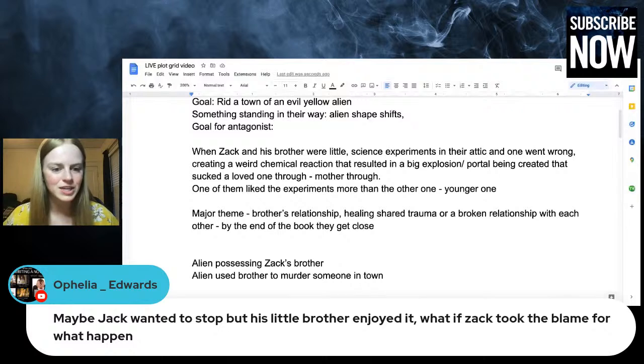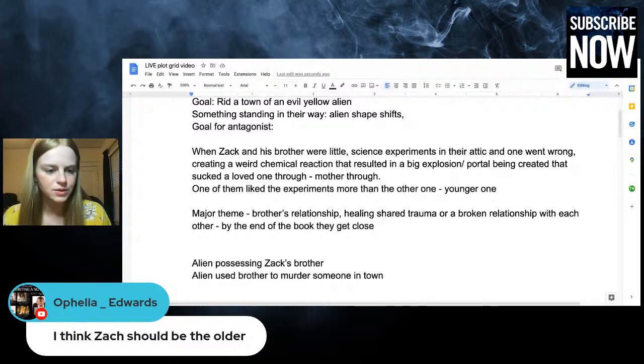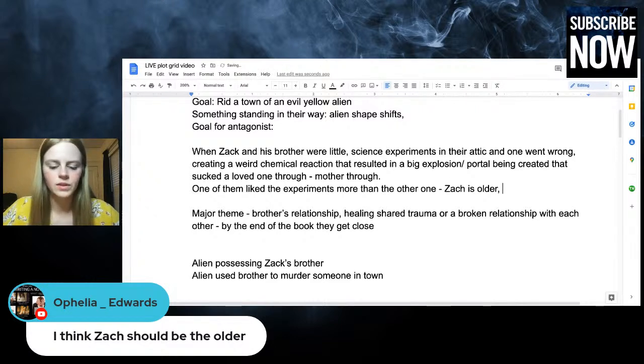Ophelia Edwards said, maybe Jack wanted to stop, but his little brother enjoyed it. What if Zach took the blame for what happened? I think Zach should be older. Okay, I agree. Let's make Zach older. So Zach is older. Do we have a name for his younger brother? Does anyone have a favorite name that doesn't sound anything like Zach so that we don't get them mixed up?